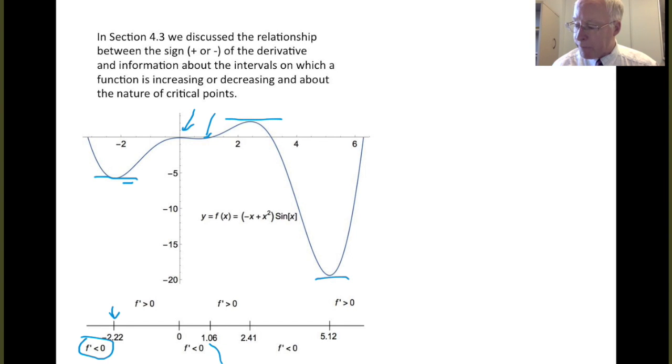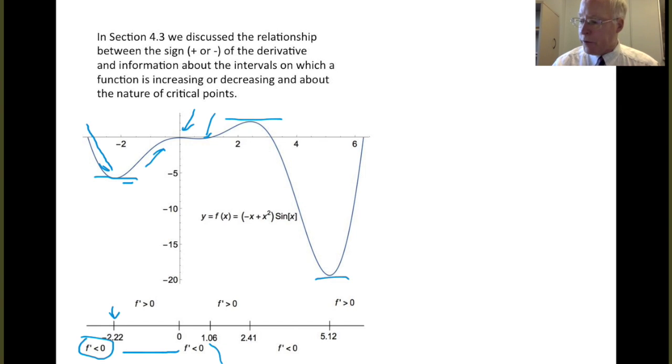So we found f prime negative to the left of minus 2.2 here, and that meant the function was decreasing, as we see here. And then between minus 2.2 and the next 0 of the derivative, it turns out f prime is positive, so the function increases and so forth. So that's just a quick review of how we used zeros of the derivative and the sign of the derivative to inform us about where a function is increasing and decreasing.